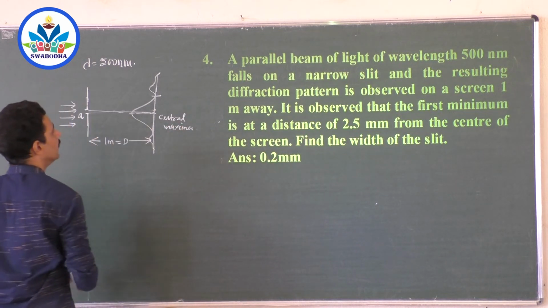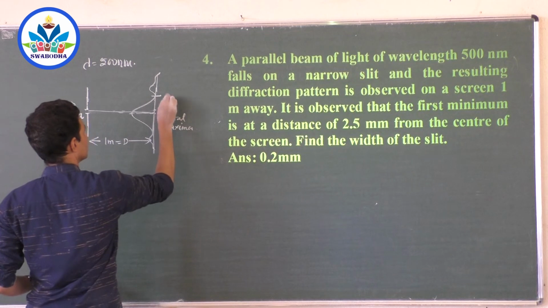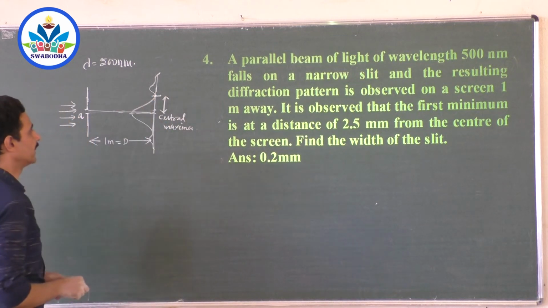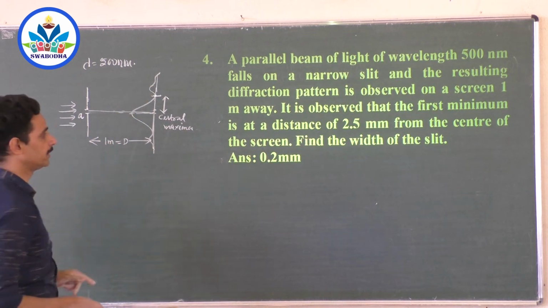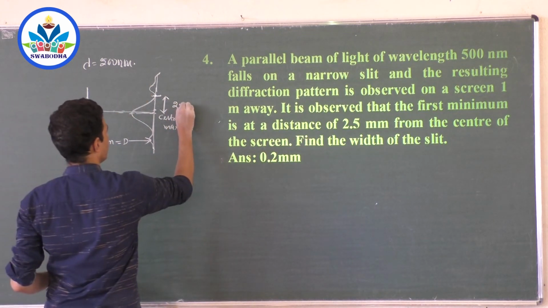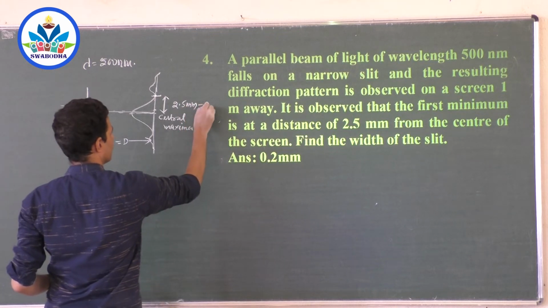Here, this one, the first minimum is at a distance of, this is the minima, brightness is 0. You can follow this graph, I think, right? The first minimum is formed at a distance of 2.5 millimeter from the center maxima. I call it X.